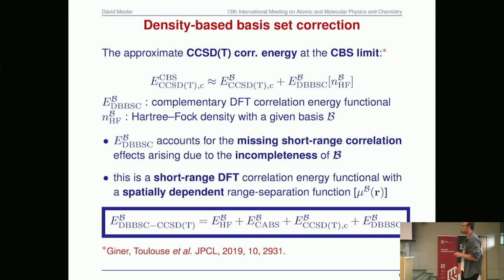So in this method, the total energy is obtained as a sum of the Hartree-Fock energy, the CC correlation energy, this DFT correction, which improves the correlation energy, and the so-called CABS correction, which decreases the basis set incompleteness error for the Hartree-Fock method.